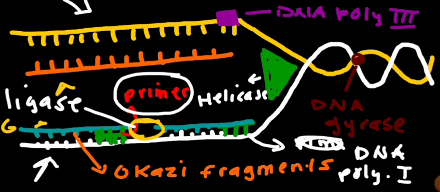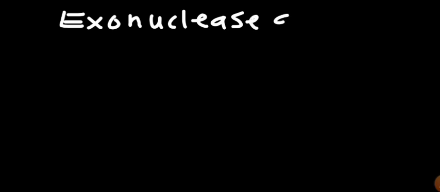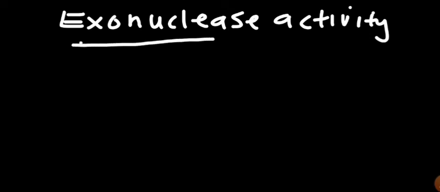Alright, so now we can talk about the exonuclease activity of DNA polymerase 3 and DNA polymerase 1. Okay, so exonuclease activity. So exonuclease activity, it is a process which involves the pairing of a DNA molecule or a copy of the DNA molecule, and also proofreading the copy of the DNA molecule.